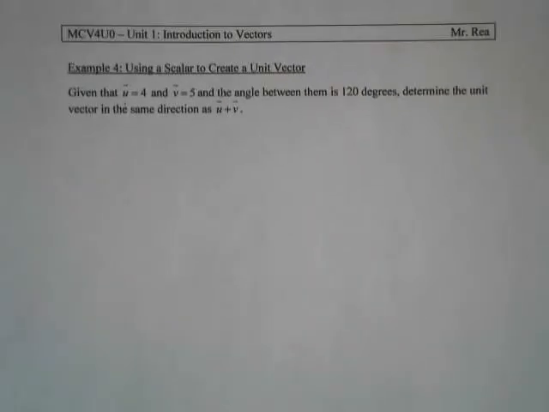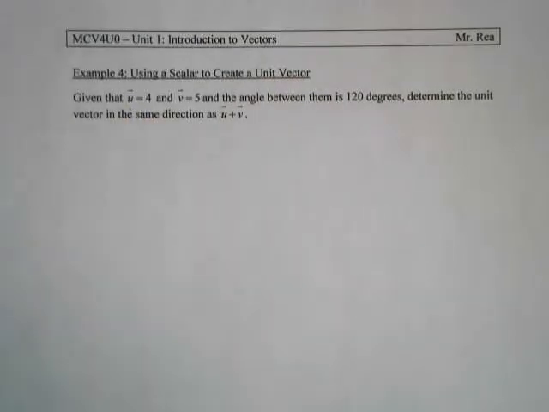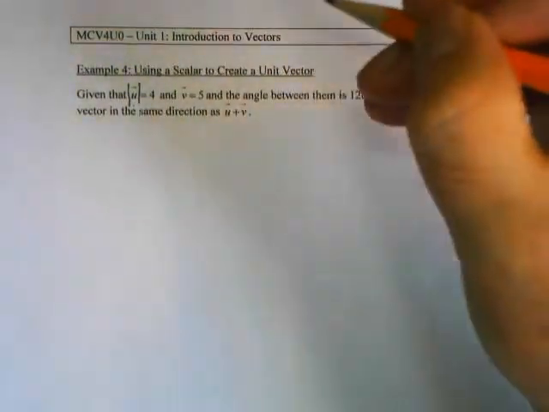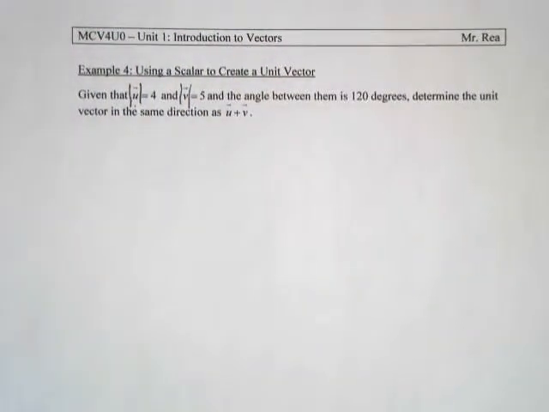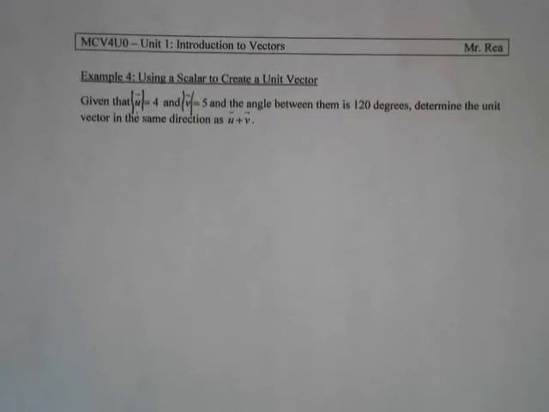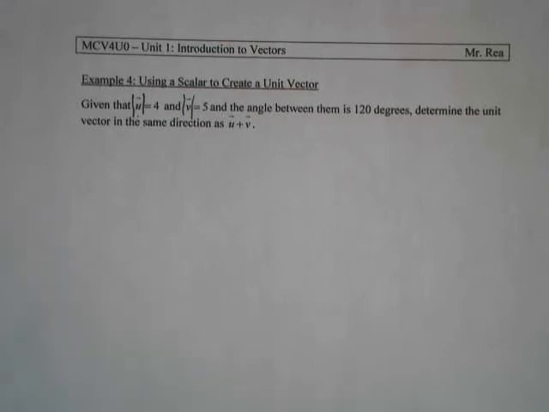So, example 4, given that the magnitude of vector u is 4. Now, I was missing my magnitude symbols here. So it should say magnitude of u is 4, magnitude of v is 5, and the angle between them is 120 degrees. Determine the unit vector in the same direction as u plus v. Okay, so this is where we're going to look at unit vector. We're going to do that at the end. So first of all, we're just going to add u plus v.